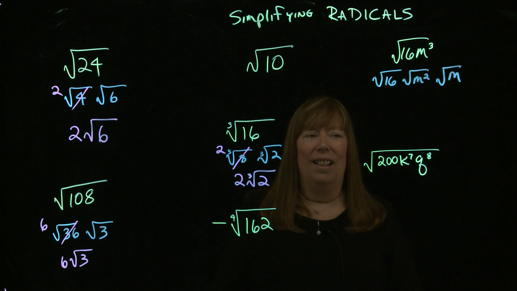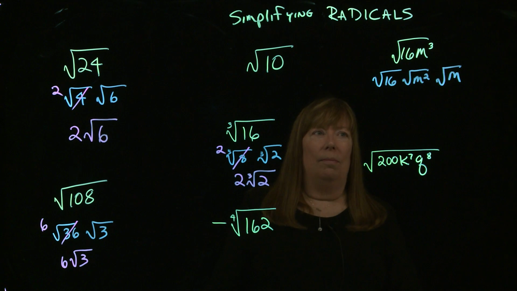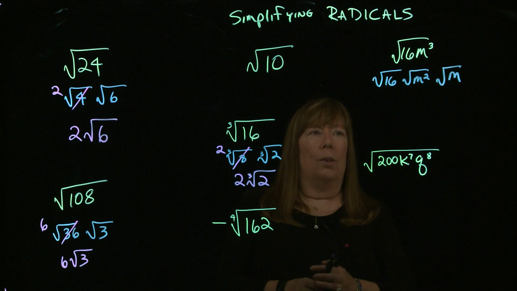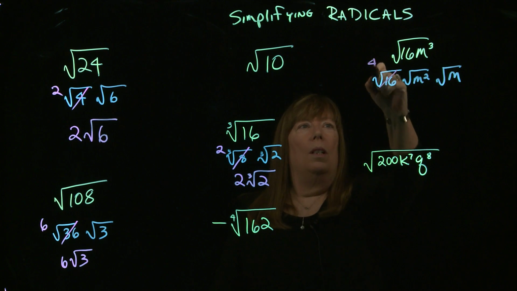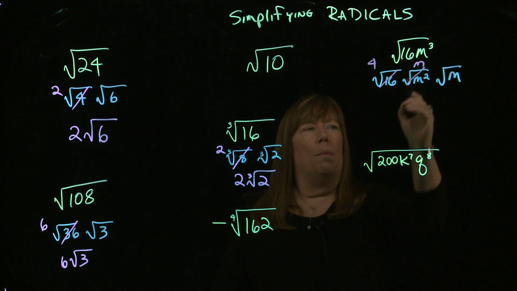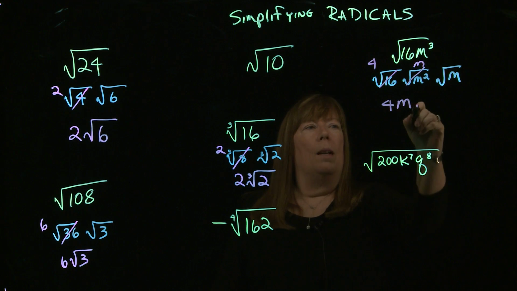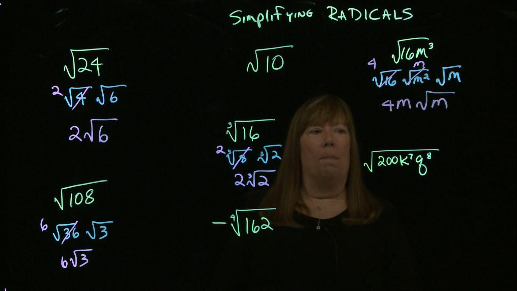letters, the m's. Okay, so the square root of 16 is 4, and the square root of m squared is m. So that gives me 4m times the square root of m. What do you think?